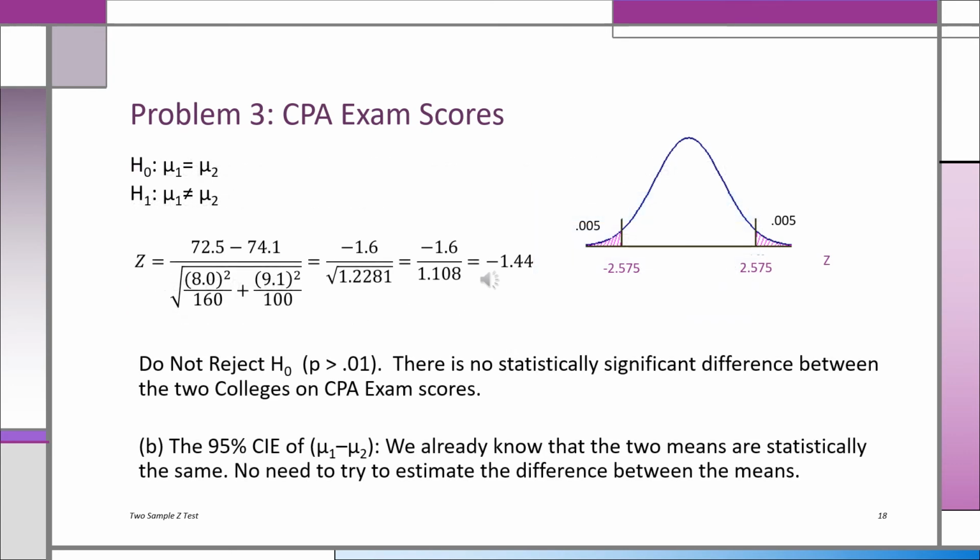Well, H0 is mu1 equals mu2. H1 is mu1 is not equal to mu2. Since we're testing at the 0.01 level, we cut the 0.01 in half. Two-tailed test. We have 0.005 on the right and 0.005 on the left tail. The critical values are 2.575 on the right, negative 2.575 on the left.